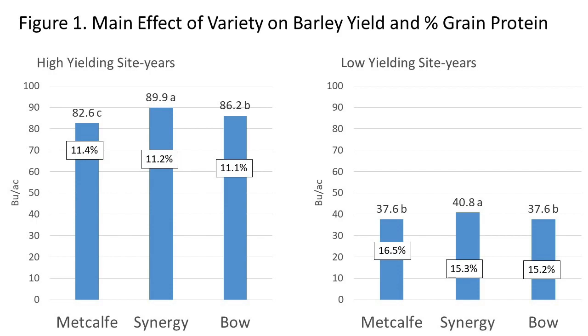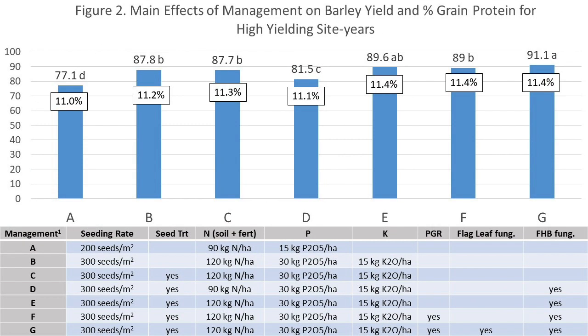Let's move on to the effects of management. Here is the effect of management on barley yield, averaged over variety for the high-yielding group. Again, the protein levels are in the little white boxes, and they tend to be lower for management A and D, which receive less nitrogen. All protein levels are easily acceptable for malt, regardless of management, so let's just remove them from the picture.